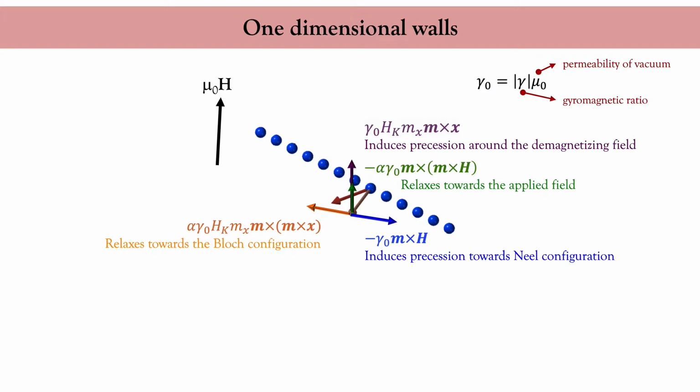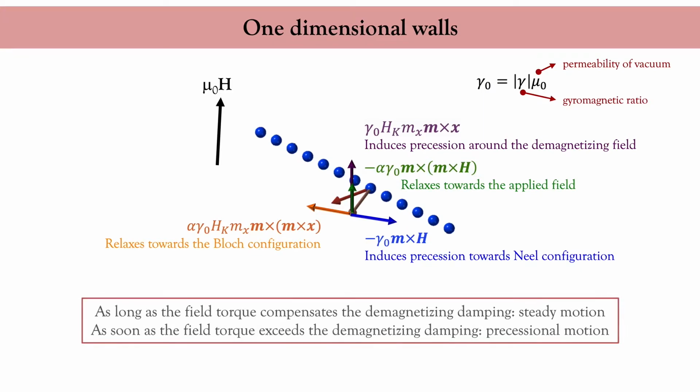While the field torque tries to take the magnetic moment away from its Bloch configuration, the damping torque due to the demagnetizing field tries to put it back. Therefore, as long as these two torques compensate each other, the tilting angle of the magnetic moment is fixed and determined by the balance between these two torques. The resulting wall is in an intermediate configuration between a Néel wall and a Bloch wall, and the domain wall is in a steady motion only driven by the green and purple torques.